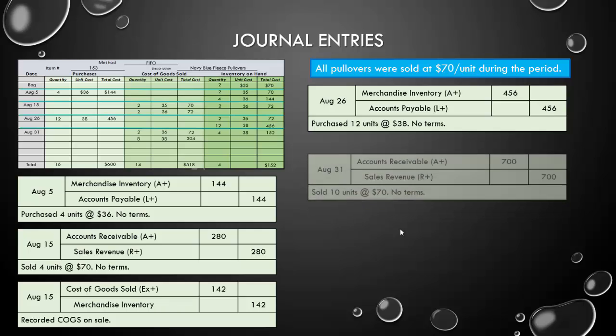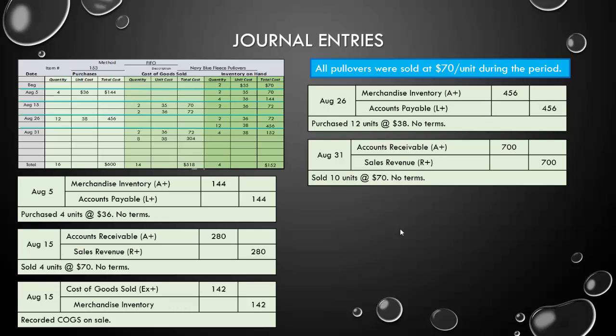On August 31st, we're going to make another sale. We sold 10 units in total. Our sales price is $70 per unit, which means when we recorded that transaction, we would debit accounts receivable for $700, credit sales revenue for $700.